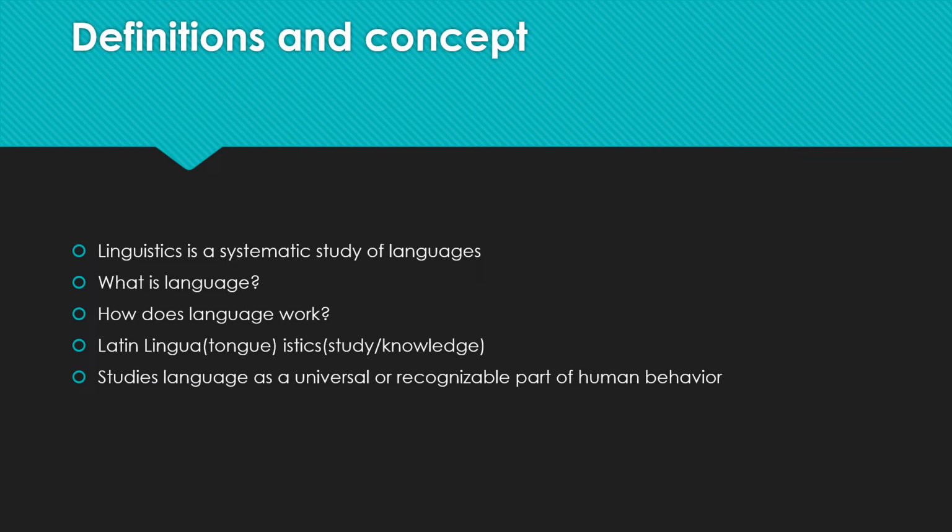Coming to definition and concept. So we all know that linguistics is a systematic study of languages. Linguistics focuses on what is language and how does language work. The word lingua is a Latin word which means tongue, and istics in Latin means study or knowledge. Therefore, linguistics studies language as a universal or recognizable part of human behavior.